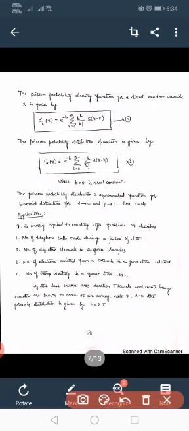Other examples or applications are the number of telephone calls received in a particular period of time, the number of defective elements in given samples, and the number of electrons emitted from a cathode in a given time interval. And these are the examples.